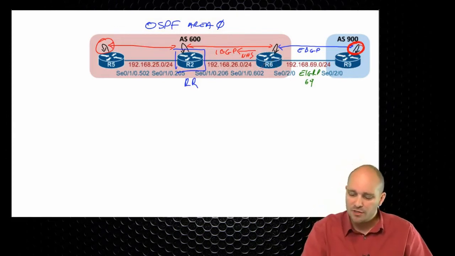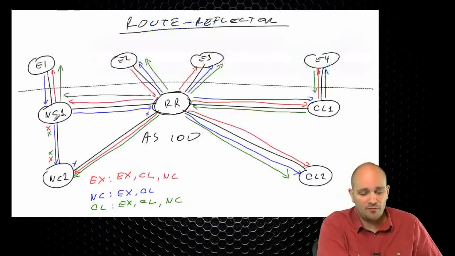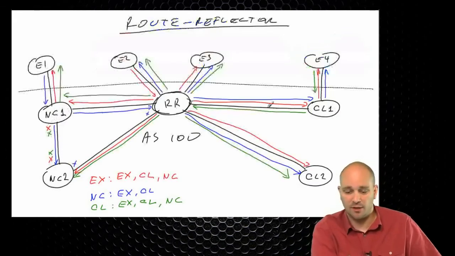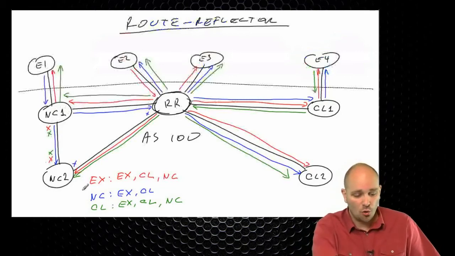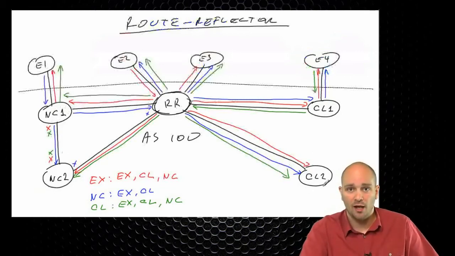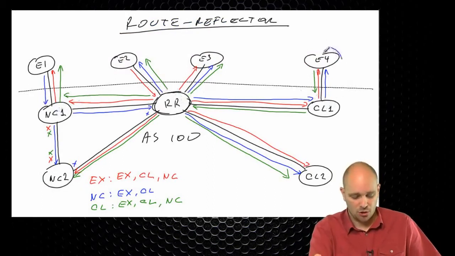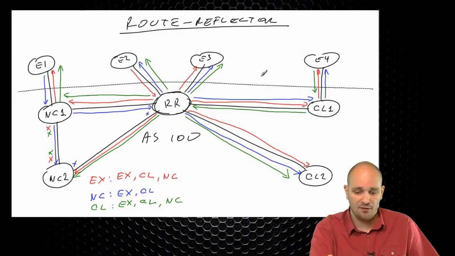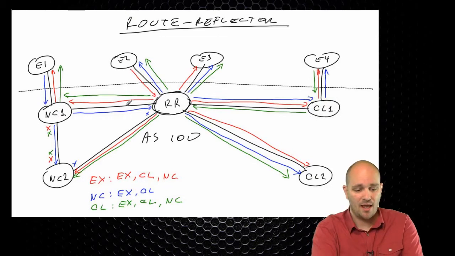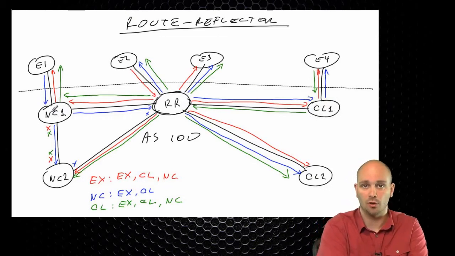Why? Because if we take a look at these rules, if one of them is the client, let's take a look at this network here. So this is pretty much what we have. So ignore non-client 2 and ignore client 2. This is R5, R2, R6. This is R9. So if we receive the route from R9, and this is R6, if we advertise it to the route reflector, and this is a non-client, we are going to reflect the route from a client to a non-client.